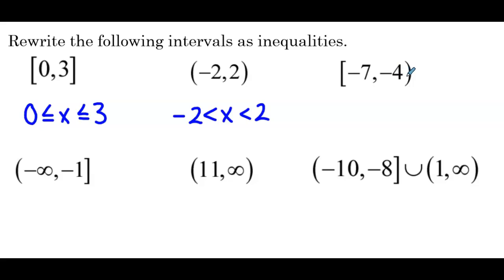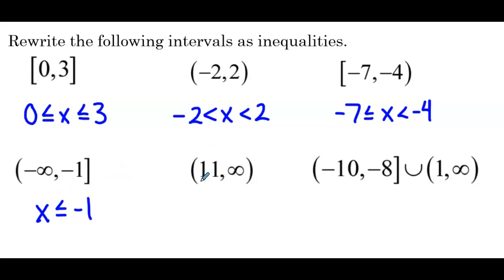Bracket -7 to -4 parentheses. So our inequality is going to be -7 is less than or equal to x, which is less than -4. Next interval, parentheses, -infinity, comma -1 bracket. So that interval is x is less than or equal to -1. Now technically, could we write -infinity is less than x, less than or equal to -1? We could, but that's not correct notation, so we leave off that left part here. Right? When we have -infinity or +infinity in the interval, it shouldn't show up in our inequality.